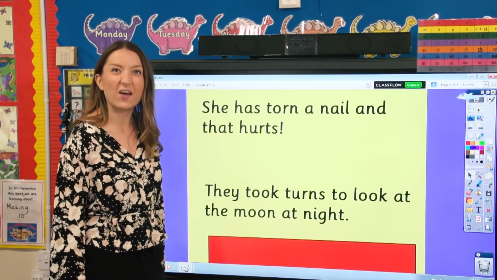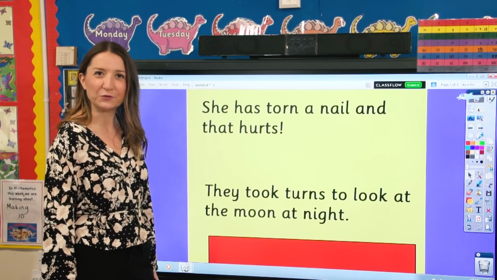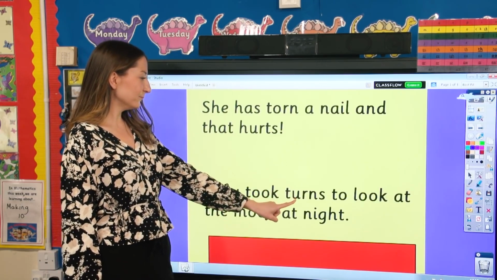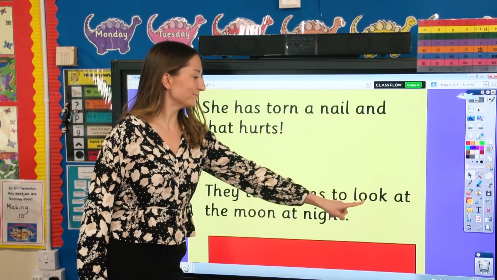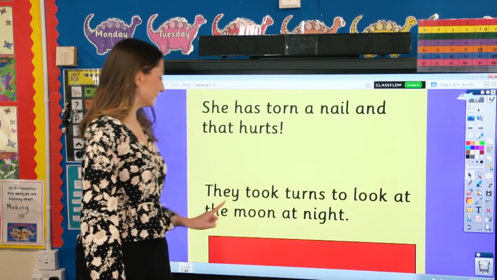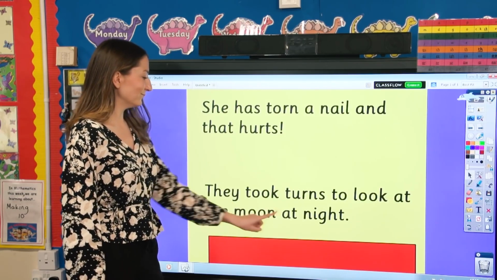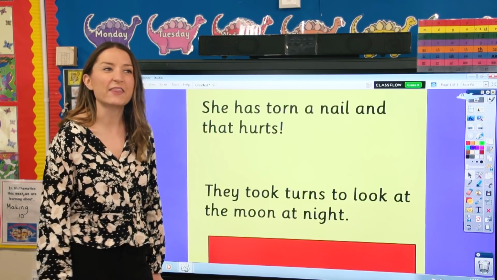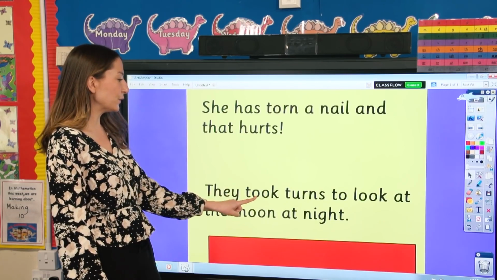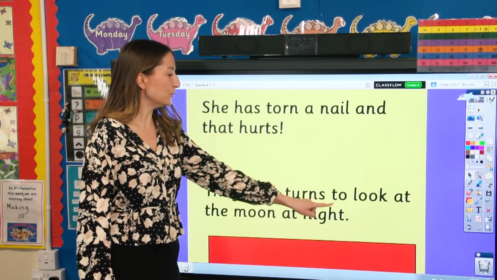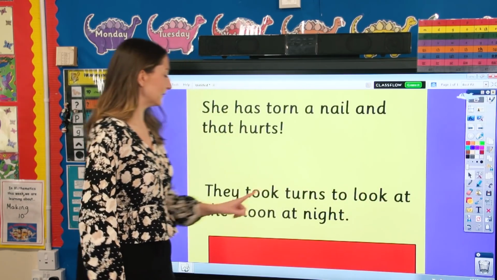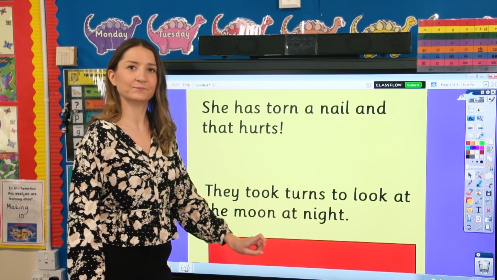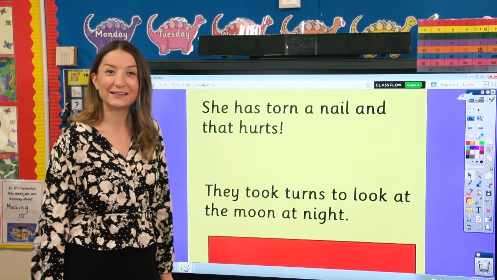Now, I want you to read aloud as I point to the words. Don't forget to sound anything out if you're not sure. Now, let's read the sentence together. They took turns to look at the moon at night. Do you think the moon was really bright that night?